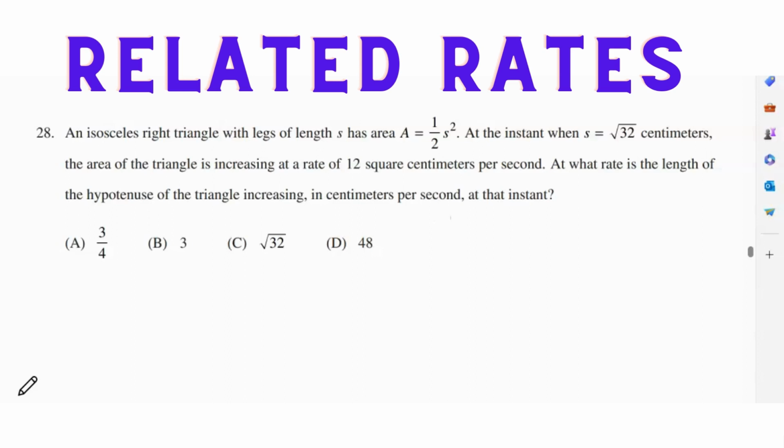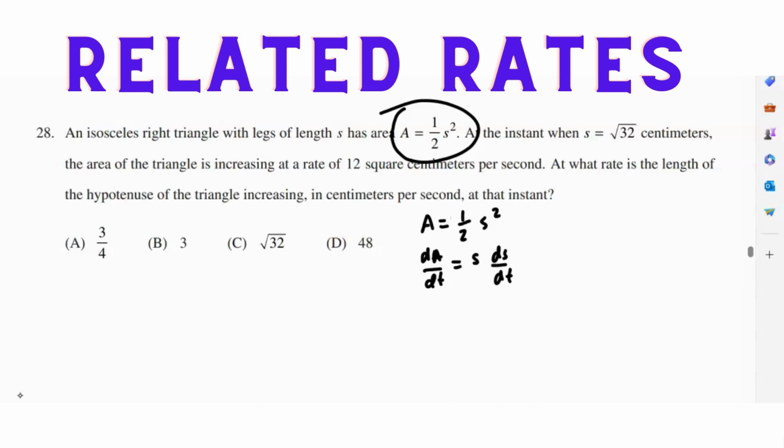All right, so I have a couple things going on here. First off, I'm going to use the formula for the area of the right triangle in order to find ds/dt, which would be the rate at which the side is changing. All right, so let's go. A is equal to 1/2 s squared. So if I take the derivative of that, I get dA/dt is equal to s ds/dt.